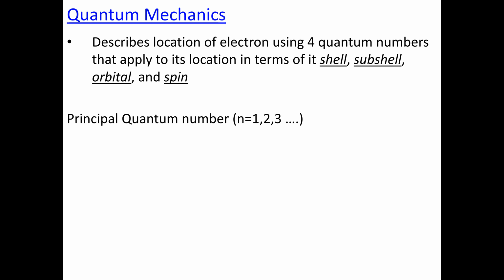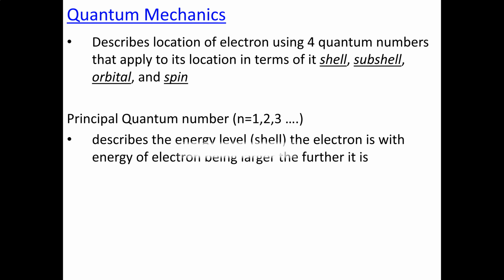So the first number we're going to talk about is the principal quantum number. This is basically the shell number. So in the periodic table, if you look, you have 7 periods, right? So there are basically 7 possible principal quantum numbers, 1 through 7. Those are your options. It describes the energy level shell the electron is in, with the energy of the electron being larger the further it is, which basically means that the further the electron is, the more energy it has.